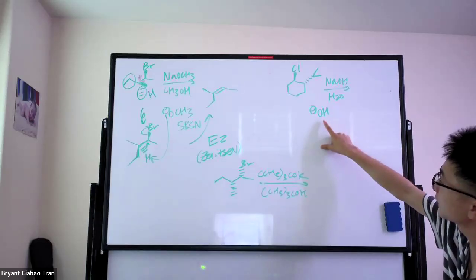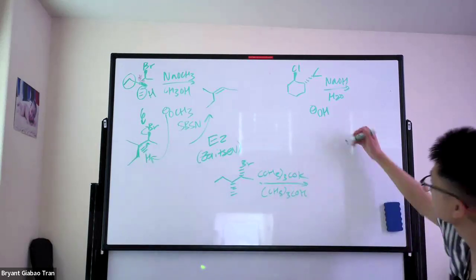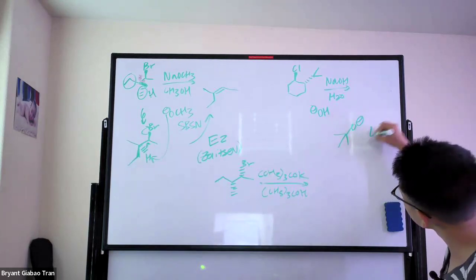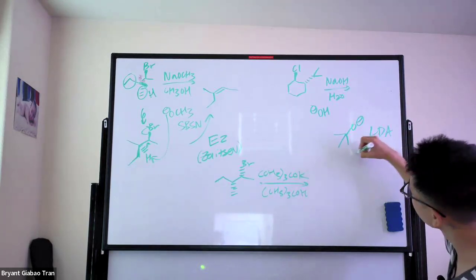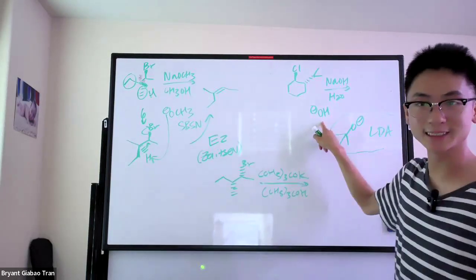This OH minus here is considered unhindered. There are two hindered bases that you need to know: tert-butoxide and LDA. If you see any of these two, then that's hindered. Oh, I thought you meant the starting material. Oh, there's the base, yeah.